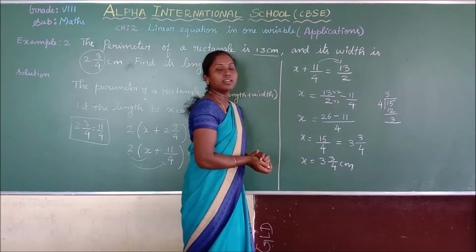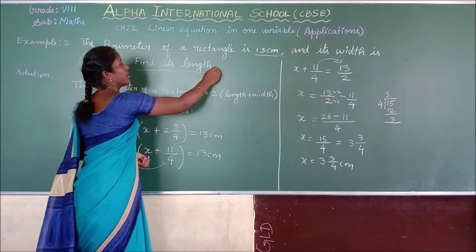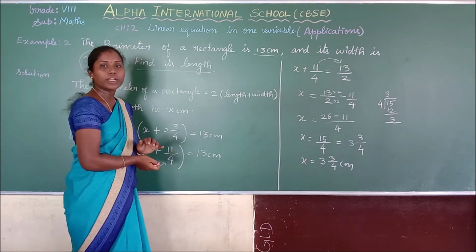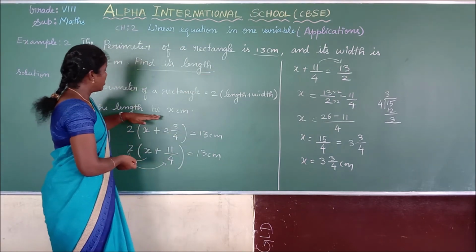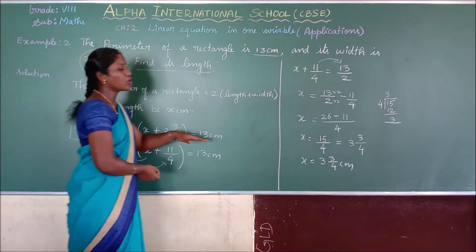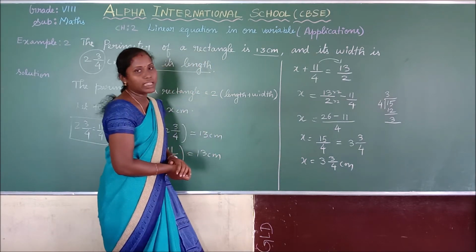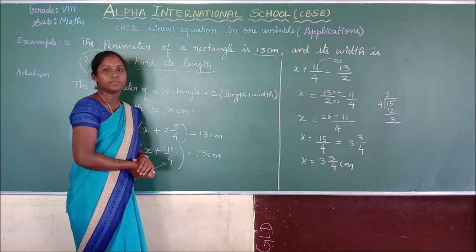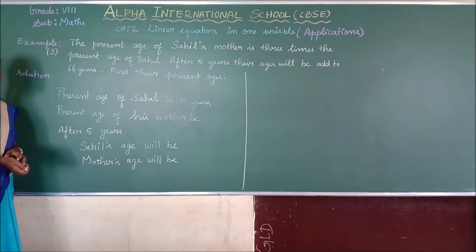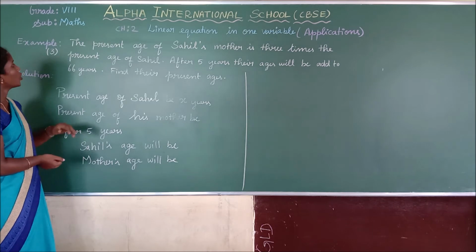What is x here? x is the length of the rectangle. The question is to find the length of the rectangle. We have assigned the value x for the length of the rectangle. Finally we got x is equal to 3 3/4 centimeter, which is the length of the given rectangle. So based on linear equation in one variable, the next problem.